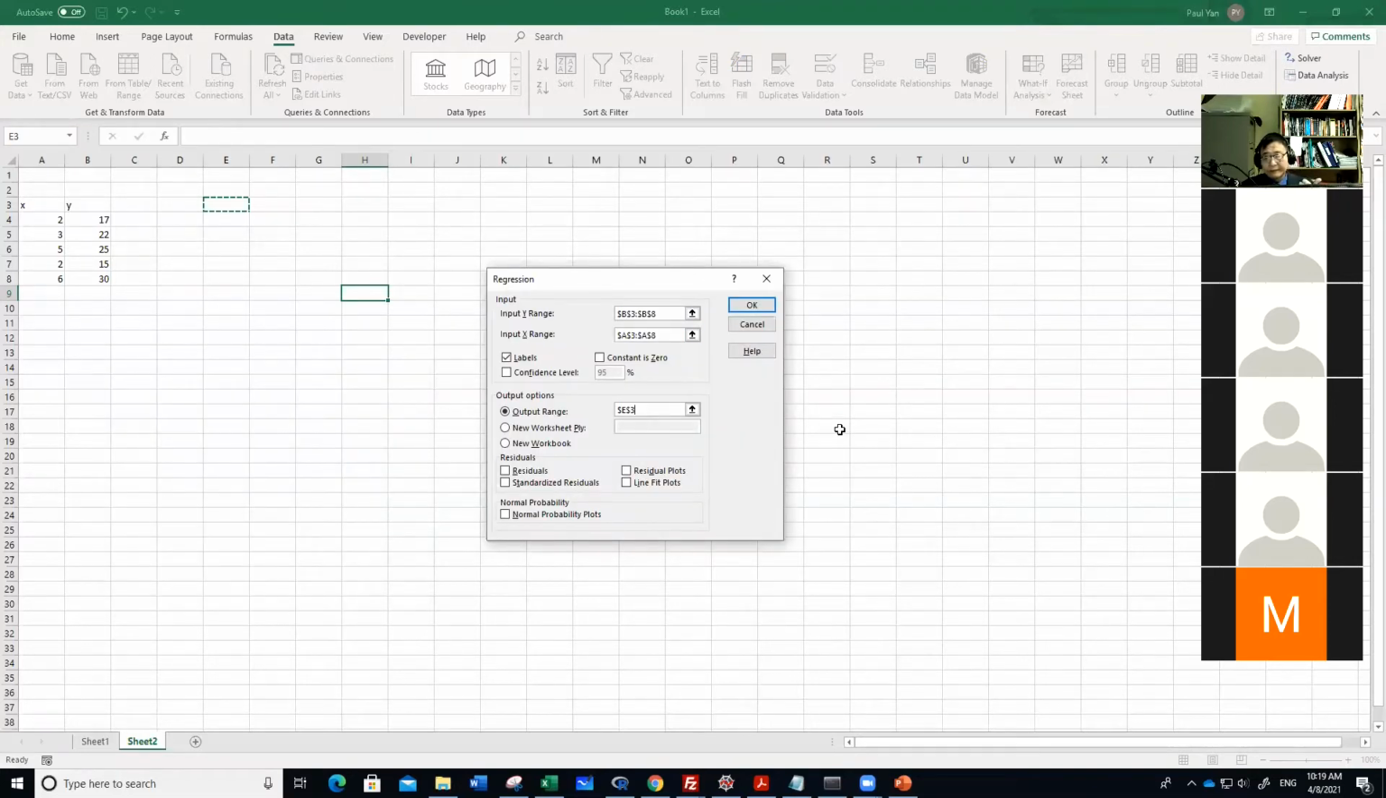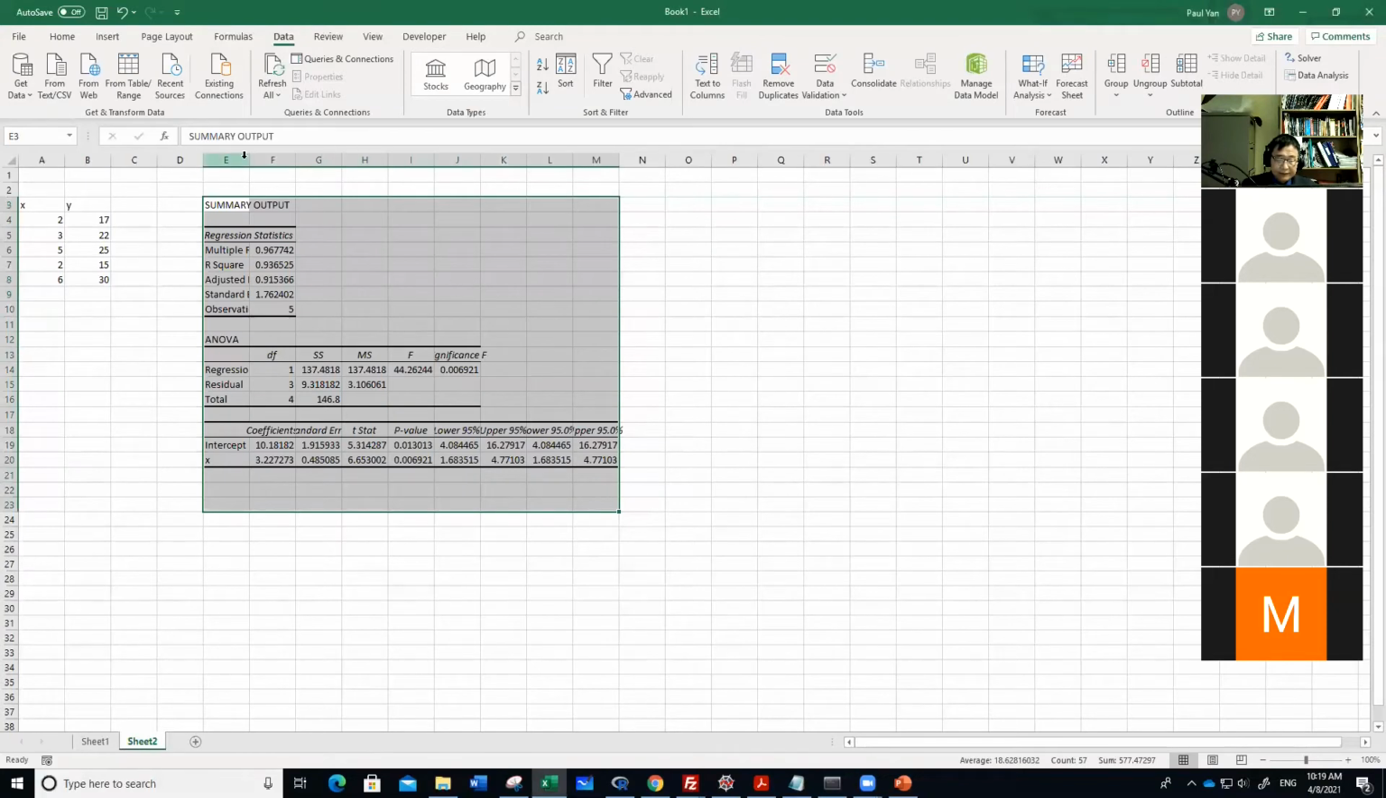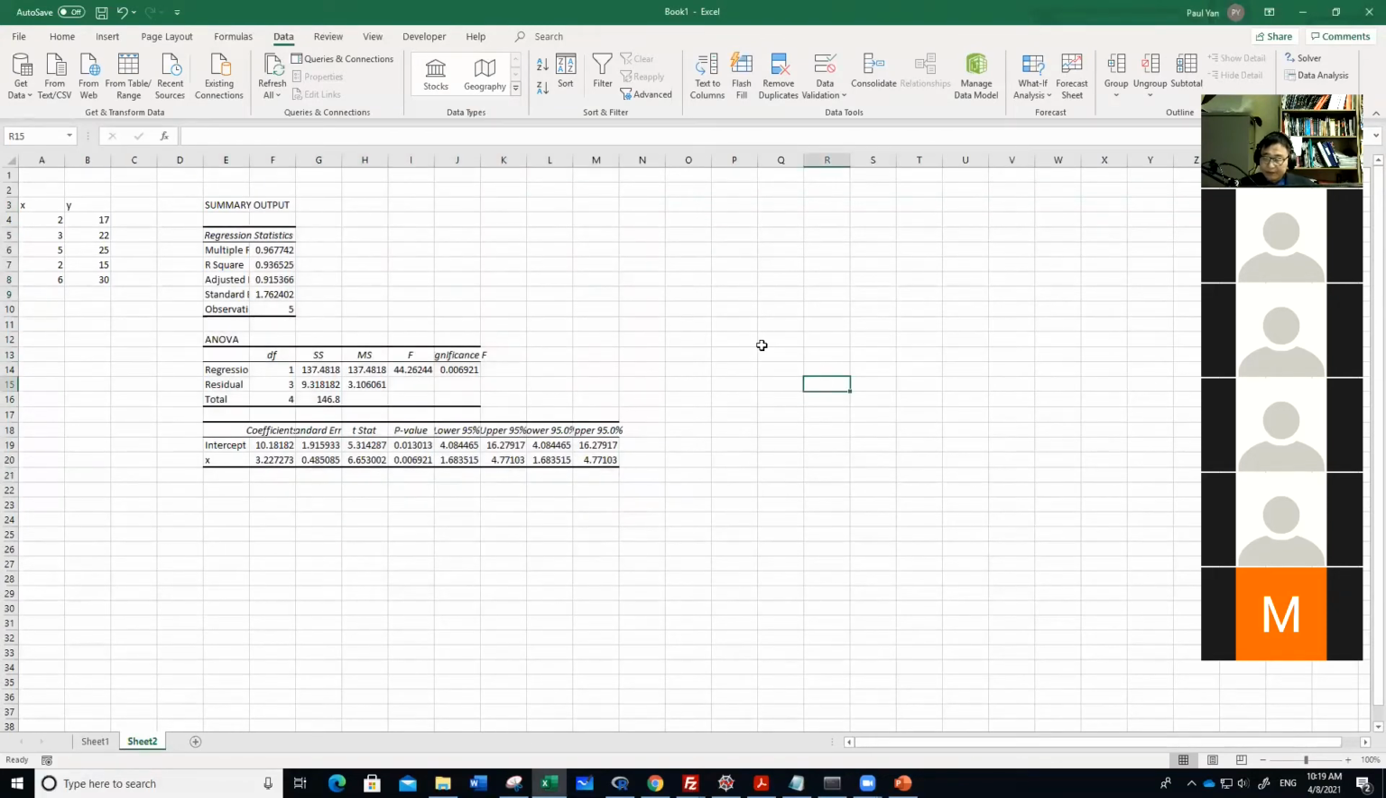I repeat: click Data, Data Analysis, Regression. Choose the Y column first, then the X column. If you include the labels, just check Labels. If you don't check Labels, it will give you an error message mentioning something is not numerical. And if you don't have labels but you check Labels, then you are going to lose one pair of observations. Just simply click OK. So this is our output. Again, running a linear regression is very simple.